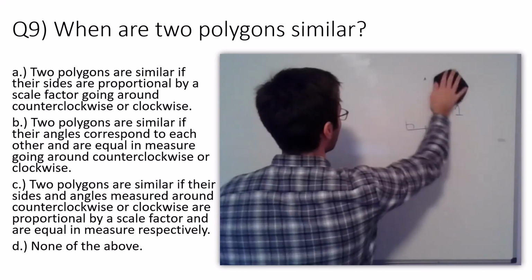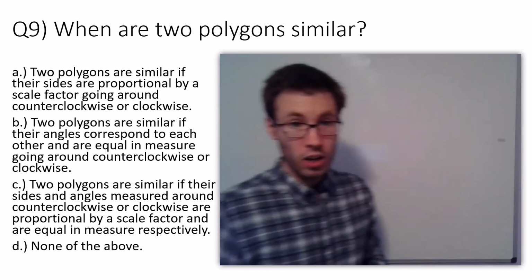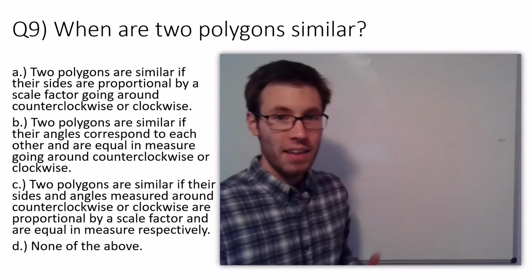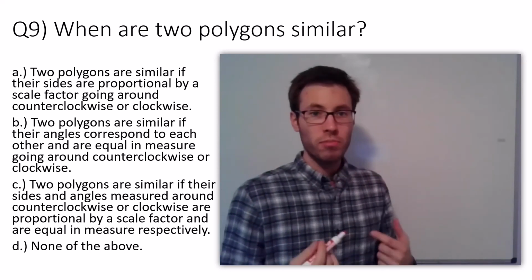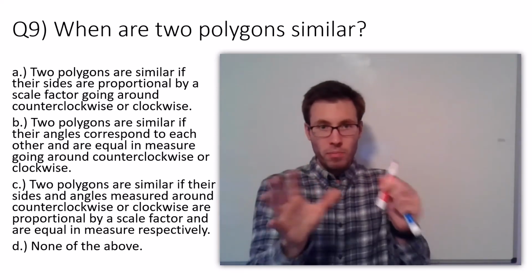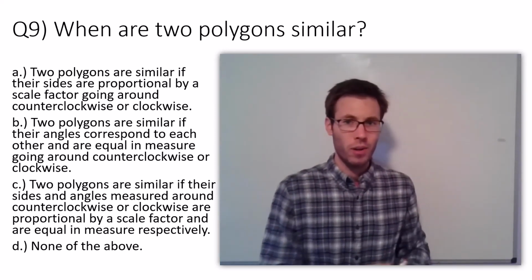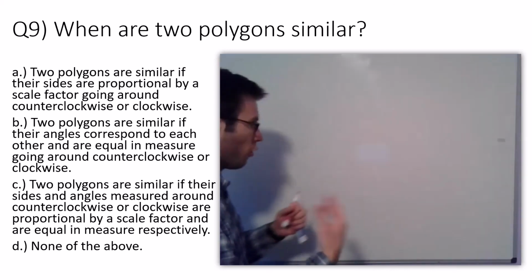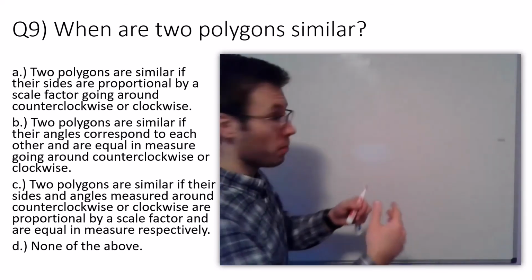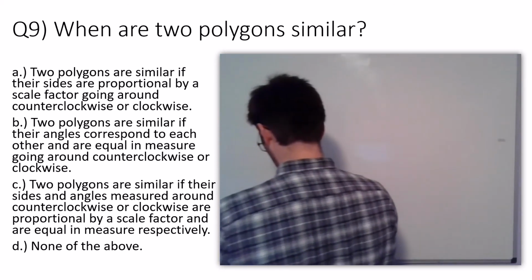All right, let's look at option B. Option B states two polygons are similar if their angles correspond to each other and are equal in measure going around counterclockwise or clockwise. So there's a correspondence of the angles being equal to each other going around clockwise or counterclockwise.